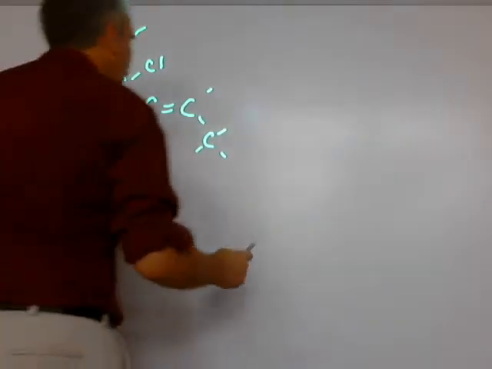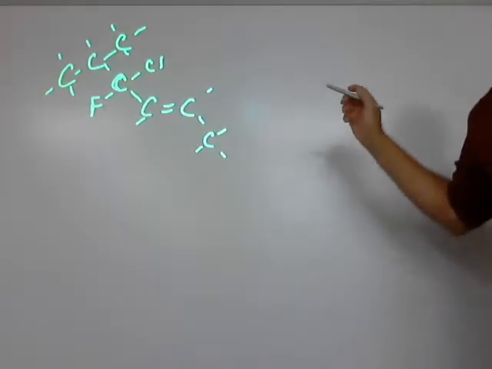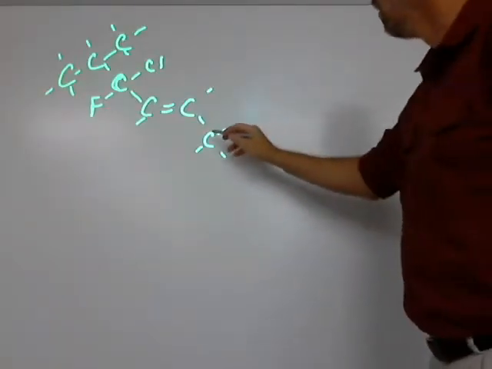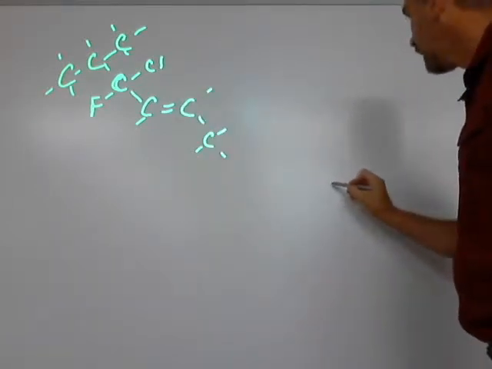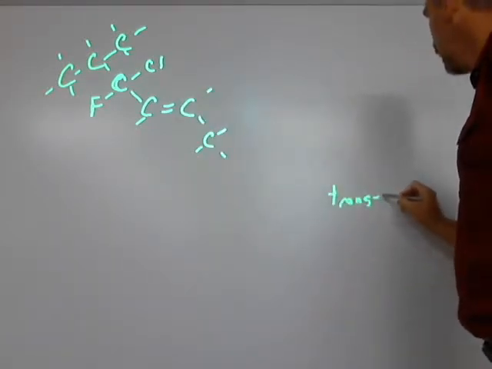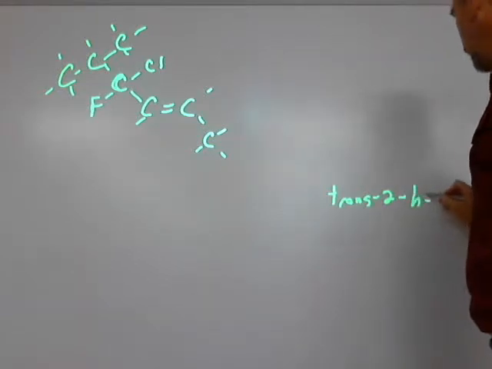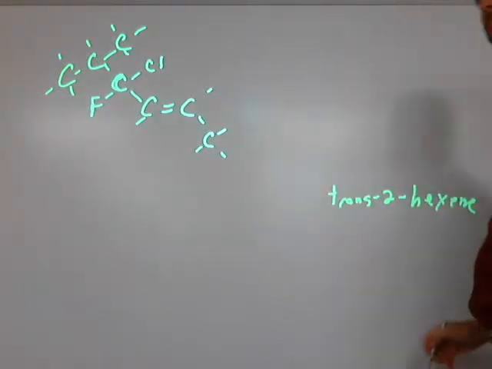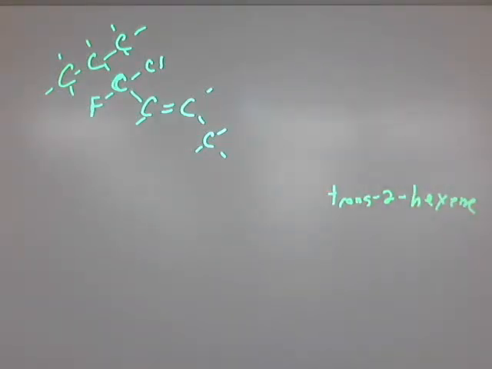The last thing I'm going to write is, is it cis or trans? So it's going to be 1, 2. The last thing I'm going to write is trans 2 hexene. Right? That's what you should all have for your end.